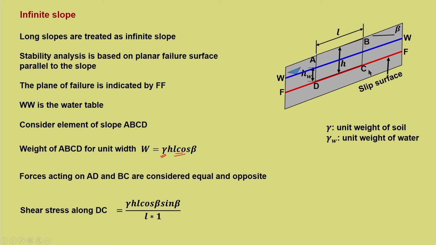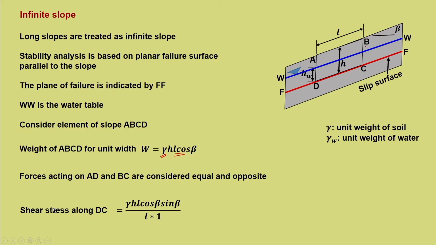Now, when I say forces or the stresses acting on any failure surface or plane, we understand that it is normal and shear stresses. So, we have understood this in our earlier lectures. So, let us try to understand what is the normal stress and shear stress acting on this plane. So, plane DC. So, shear stress along DC is the component of weight acting along DC. So, we know how to resolve this.